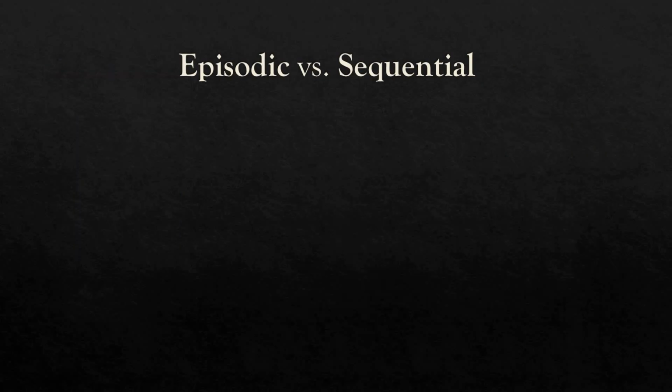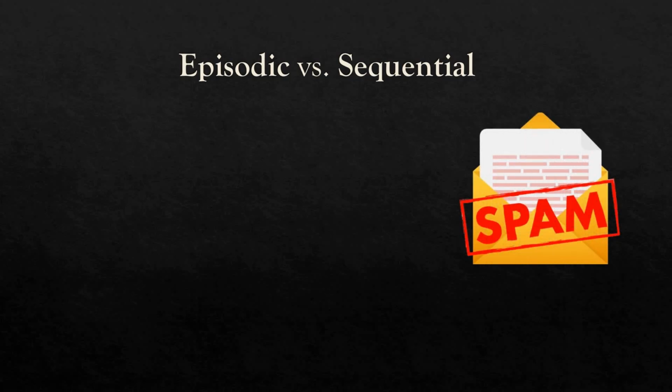All right, let's move on. Now we have episodic versus sequential. Episodic is when the agent does one episode and it does not affect the future episodes. By that I mean something like an email spam filter. The agent checks each email individually and decides if it's spam or not. It doesn't matter what it did for the previous emails. There's no memory needed, right?